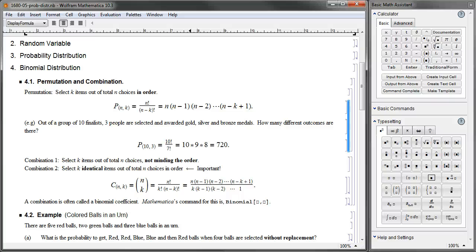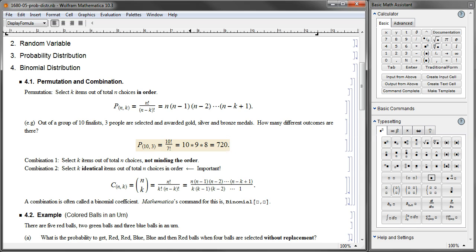So this is a combination. Excuse me. This is a permutation, not combination. How many different outcomes are there? We can use this formula. 10 factorial over 10 minus 3, so 7 factorial, equivalently 10 times 9 times 8. We can do this too. Or even better, you can use your brain.